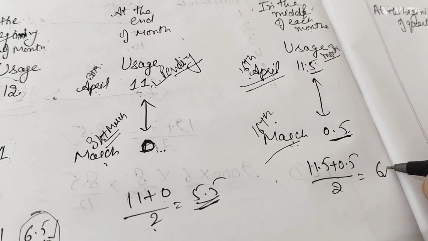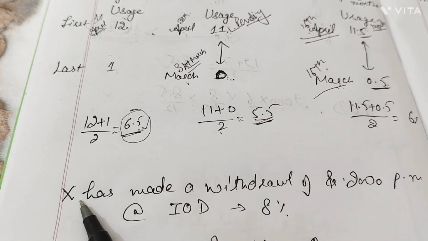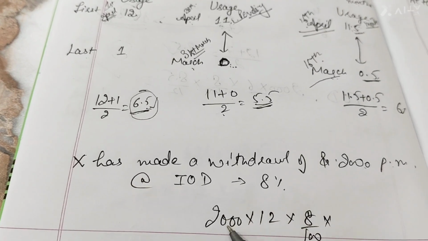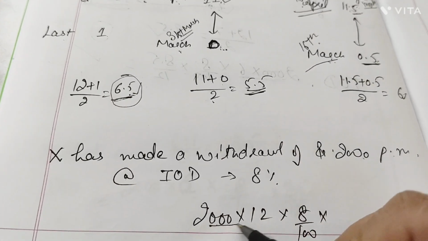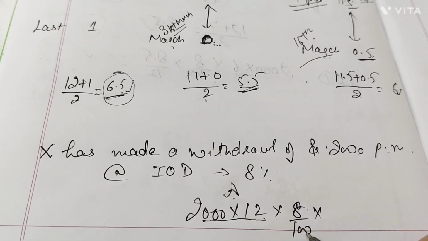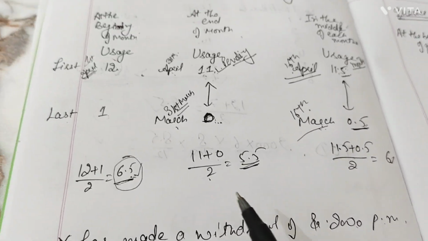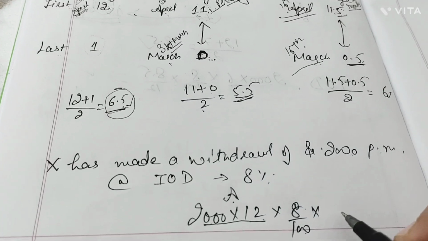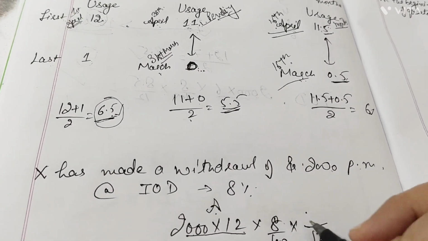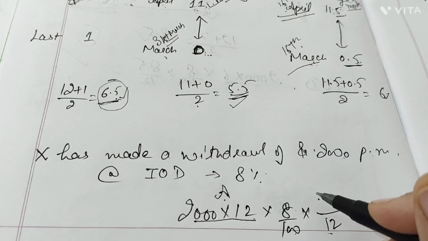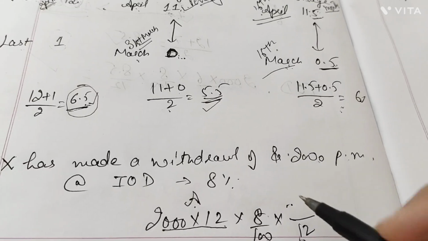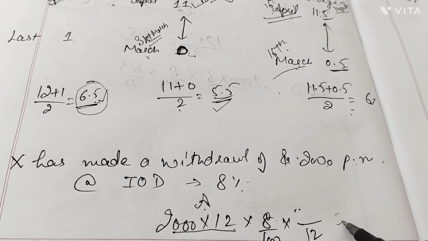So you take the average of the first withdrawal's and last withdrawal's usage, that is 11.5 plus 0.5 divided by 2, that is 6. So if a partner has made a withdrawal of rupees 2000 per month, the amount withdrawn by him is 2000 into 12, that is 24,000. If the rate is 8%, we will take that. If it is for the beginning of the month, then you will take 6.5 upon 12. If it is for the end of the month, you will take 5.5 upon 12. If it is at the middle of the month, you will consider 6 divided by 12.